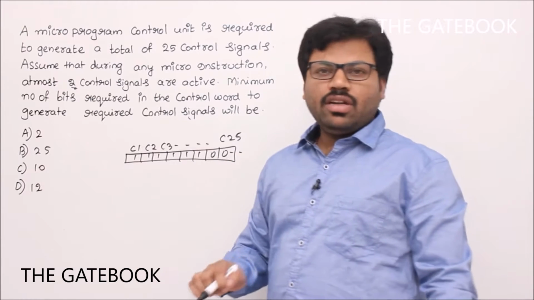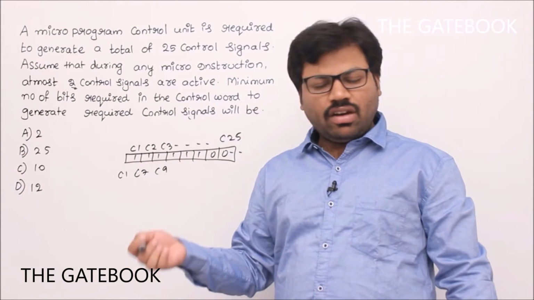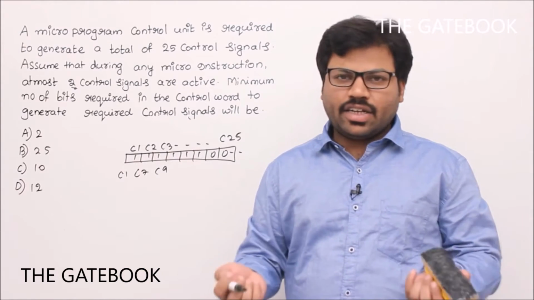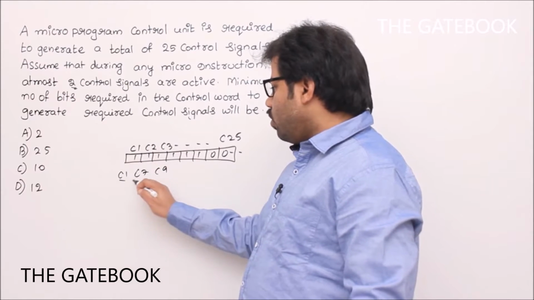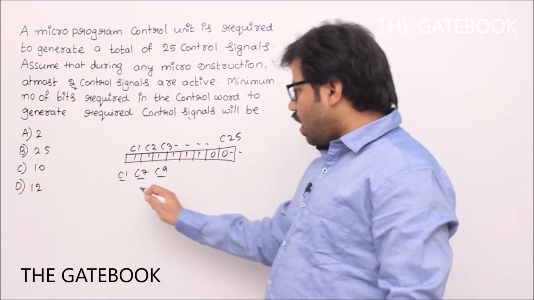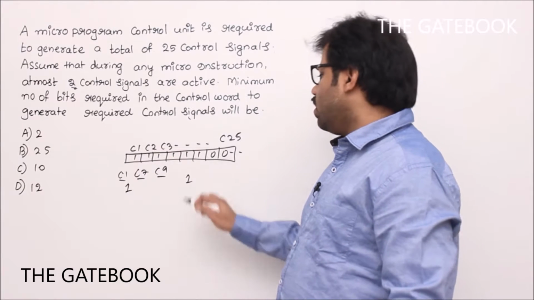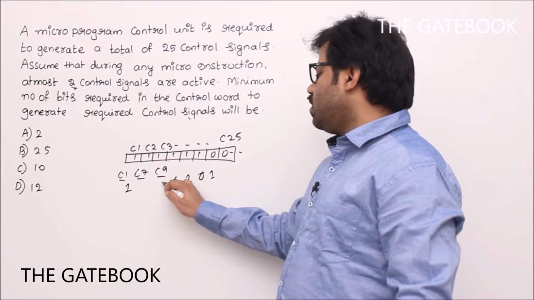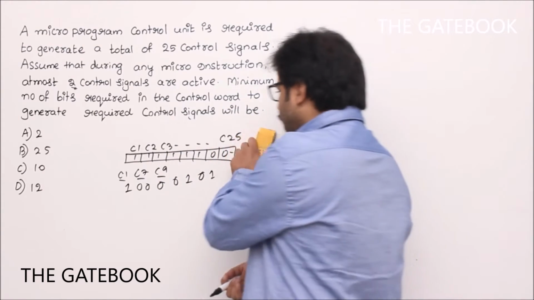Example, C1, C7, C9 are active, remaining are passive, or I can say inactive. Then we can easily represent it with 25 bits. If you want to say that C1, C7, C9 are active, then make the C1 bit 1, C7 bit 1, C9 bit 1. All other bits should be zeros. So with 25 bits we can generate. That is the regular story.